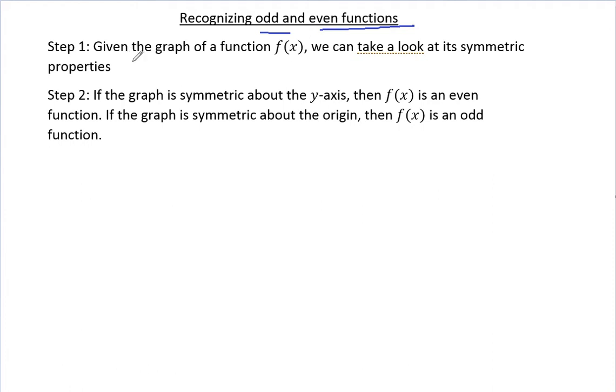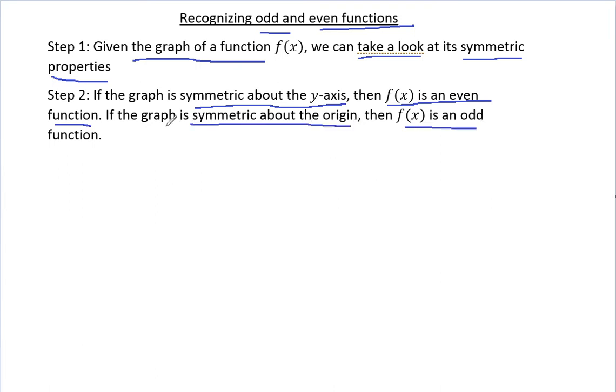Given the graph of an equation, we can first take a look at its symmetric properties. If the graph is symmetric about the y-axis, then f(x) is an even function. However, if the graph is symmetric about the origin, then f(x) is an odd function. Now let's do some examples of graphs to understand how to recognize odd and even functions.